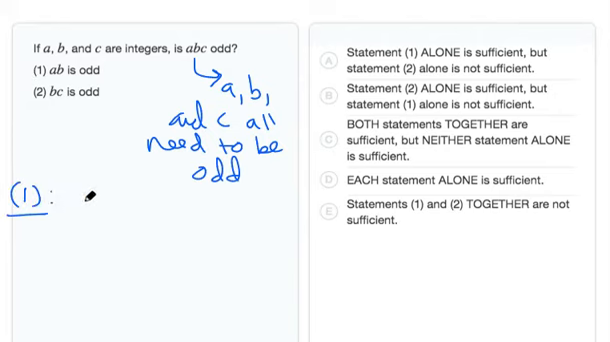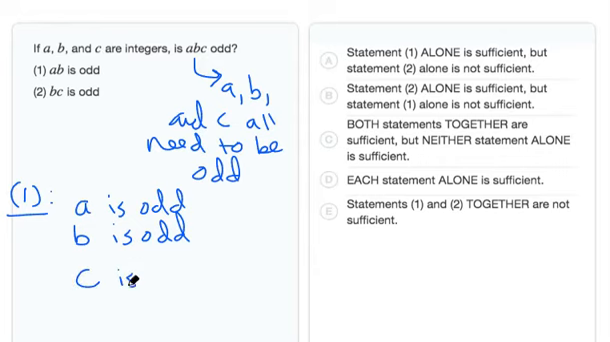Statement 1 tells us that A times B is odd. So if A times B is odd, then we definitely know that A is odd and B is odd, because remember, if either of them is even, the result is even. So if the product is odd, that means both of them are odd. So A is odd and B is odd. But we still don't know what's happening for C. C could be either.